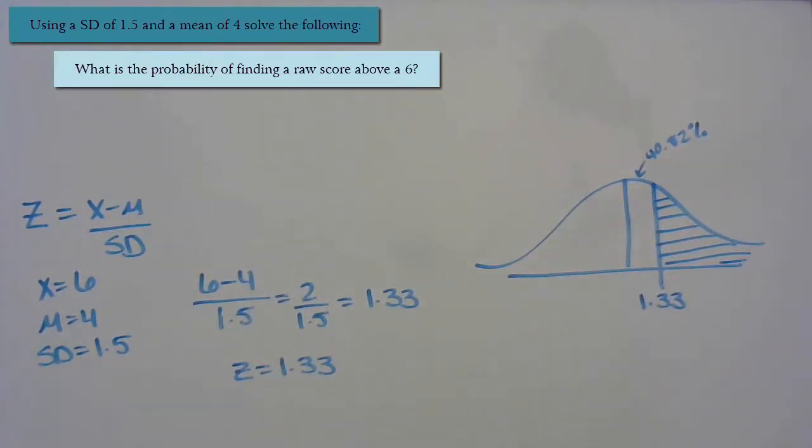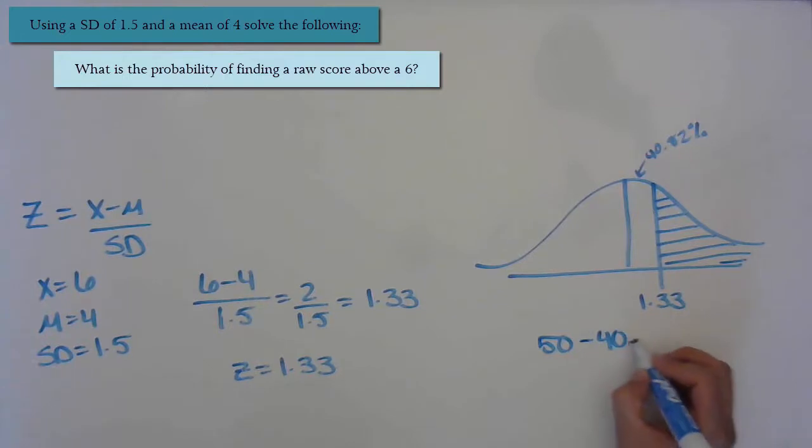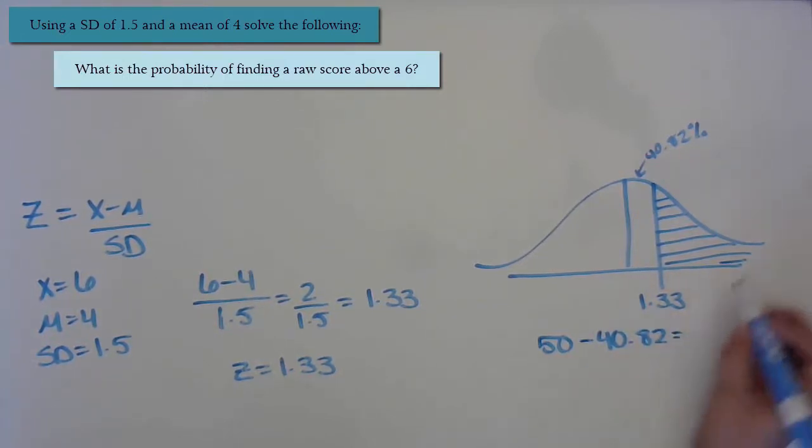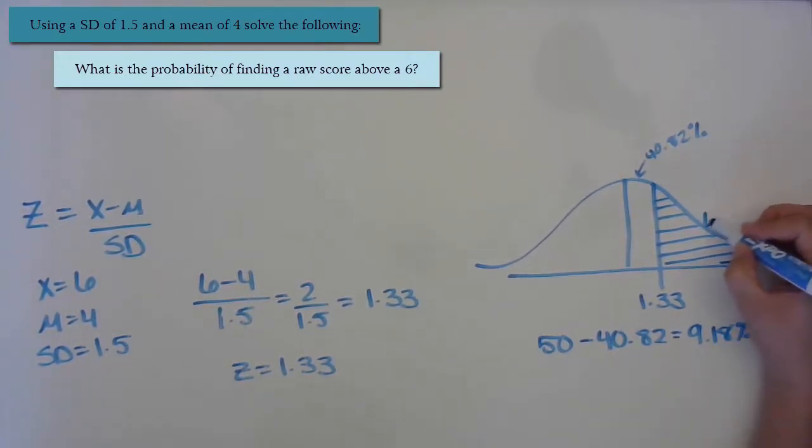We are looking for what is above. So we need to take 50 and subtract 40.82 in order to get this section here. So that's going to give us 9.18%. So that is 9.18%.